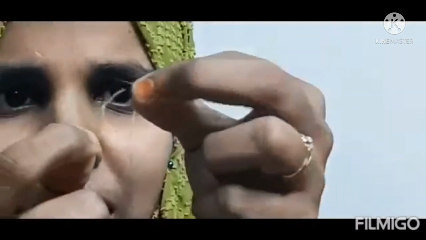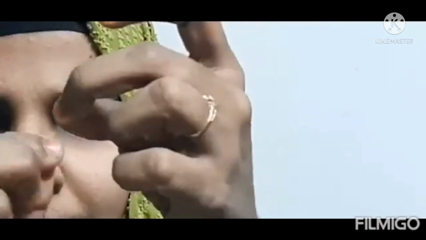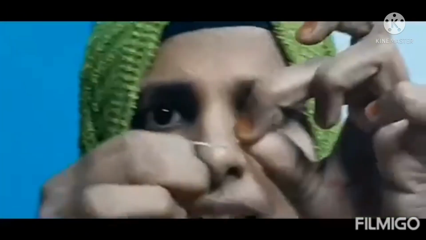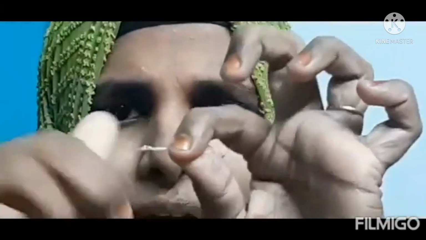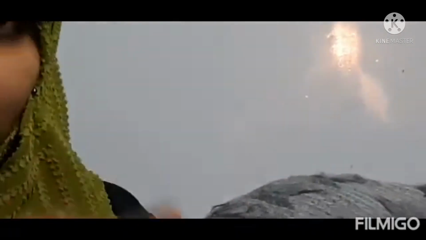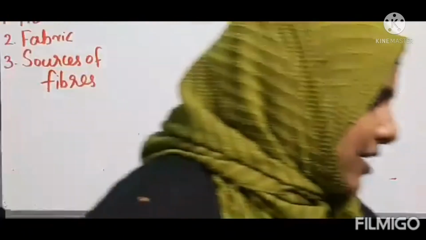When these fibers are twisted, what will I get? Yarn. Okay. When these fibers are twisted, I get yarn. Understood? And when this yarn is arranged horizontally and vertically, I get what? My fabric. Okay, clear? So now I think you understood what is fiber, what is yarn, what is fabric. I will explain one more time.